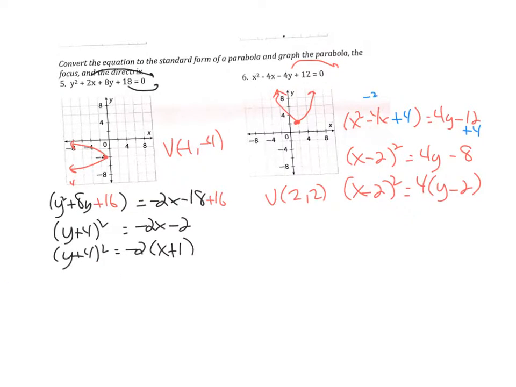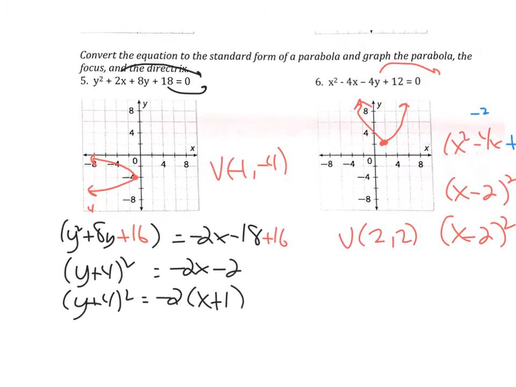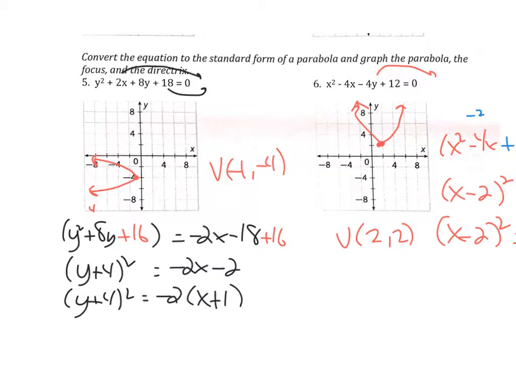5 and 6, more parabolas. This time you got to make it look like a parabola equation and just graph the parabolas, all I'm asking you to do. So put your y's together in parentheses, which I did down here. The 2x and the 18 go to the other side. Now leave space to complete the square. Half of 8 is 4. 4 squared is 16. Add it to both sides.